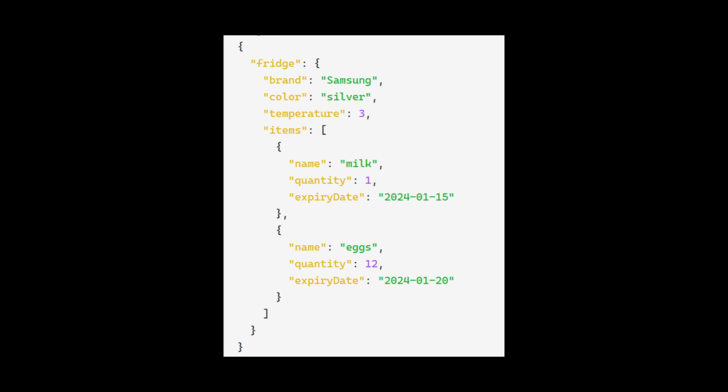Here's a simple example of what a JSON file might look like for the fridge. As you can see, we have a fridge object. Inside the fridge object, we have 4 keys: brand, color, temperature, and items. For each key, we have some sort of value. As you can see, these values are of different data types. The first 2 being a string, the third being an integer, and the fourth being an array. Inside of this array, we have more objects with more key value pairs.